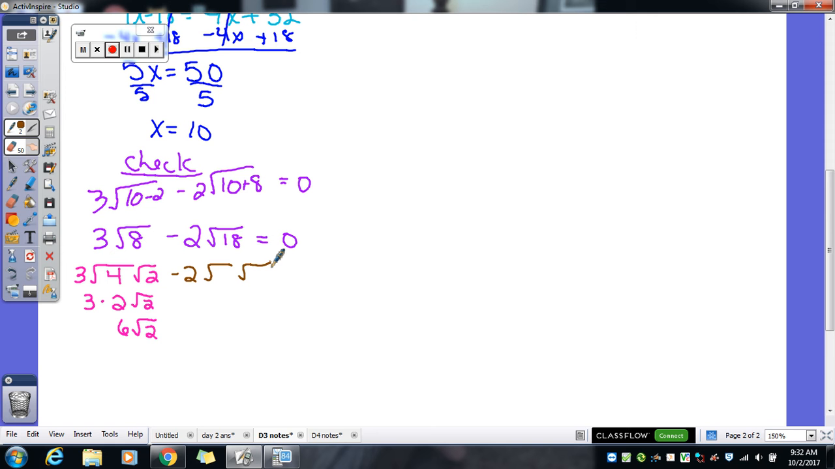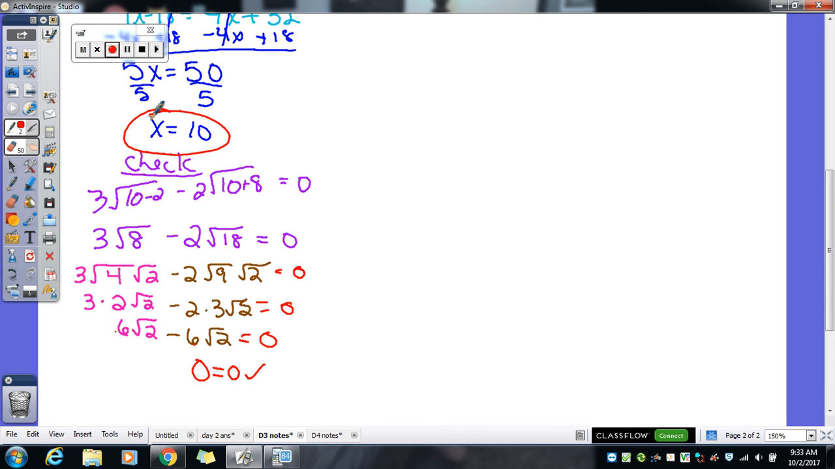So then what's our perfect square that goes into 18? 9 and 2. 9 comes out as a 3, which times the 2 that was already there would give us a 6 radical 2. So then 6 minus 6 gives us 0. So it works. So 10 is our answer for that one.